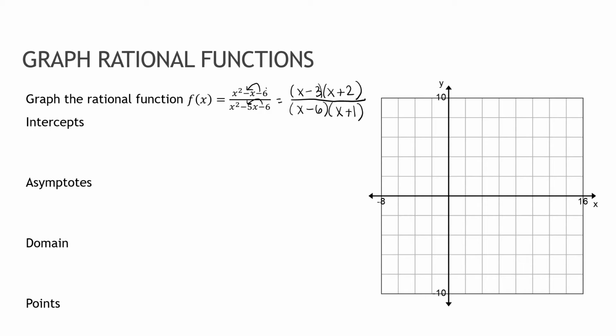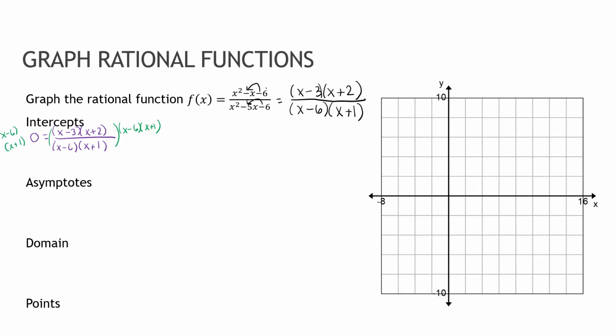To find intercepts, the x-intercept is found by setting y equal to 0. So essentially what I have is 0 equals (x minus 3)(x plus 2) over (x minus 6)(x plus 1). Now keep in mind, when I solve this, my very first step would be to multiply each side by (x minus 6)(x plus 1).